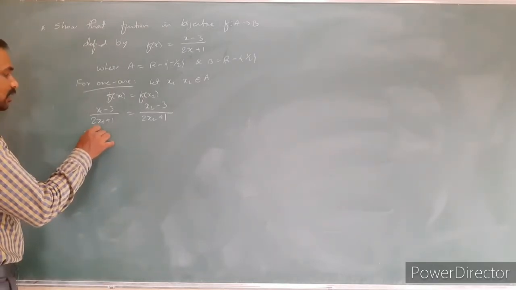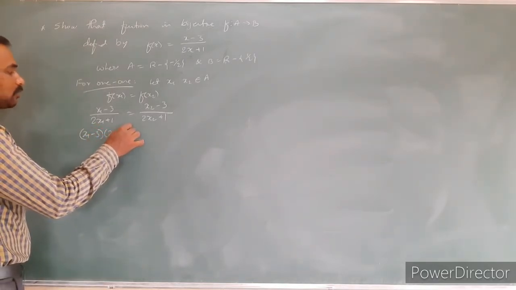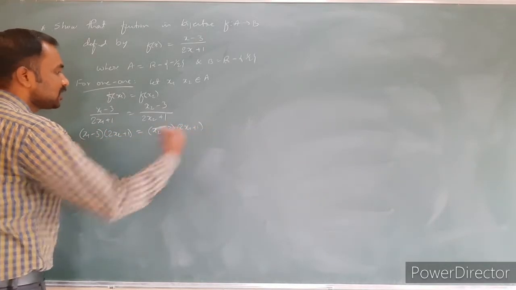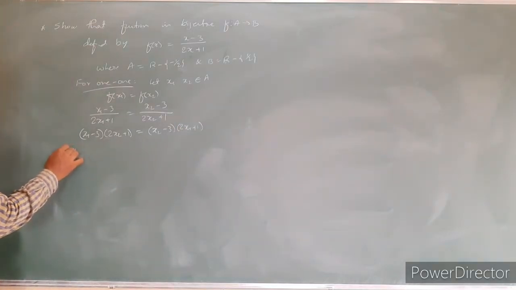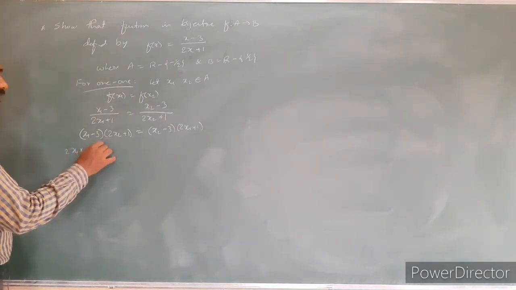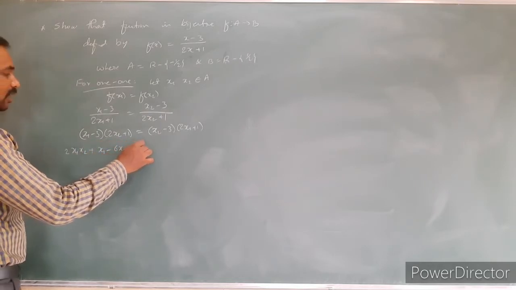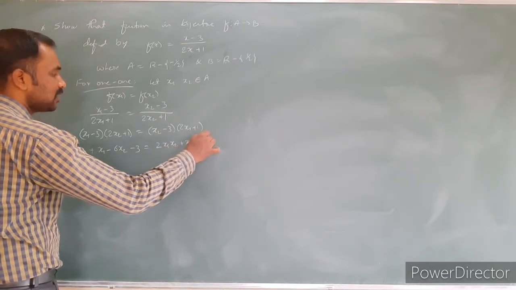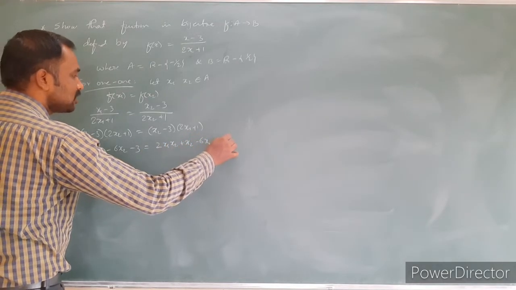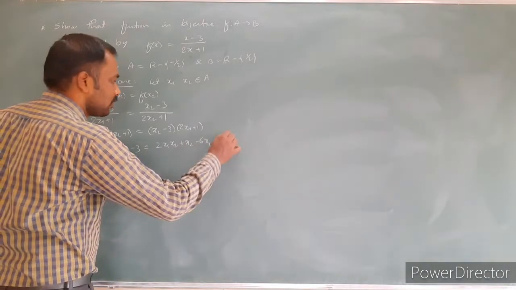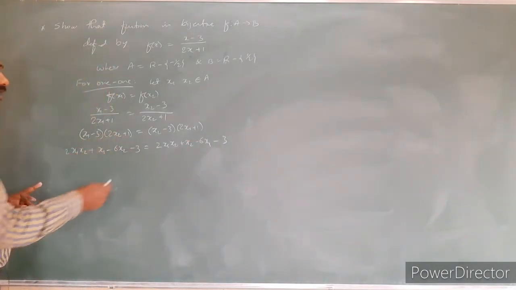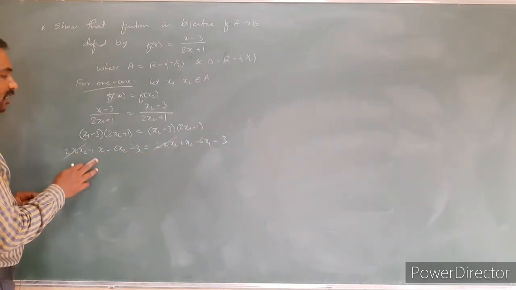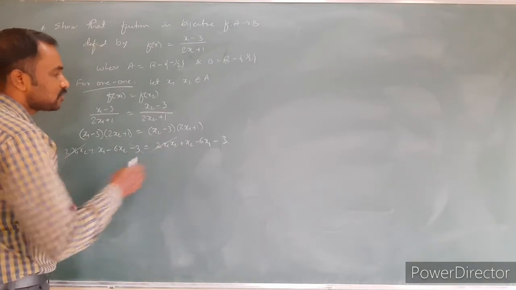What will we get? x1 minus 3 into 2x2 plus 1 is equal to x2 minus 3 into 2x1 plus 1. Open the bracket: 2x1 x2 plus x1 minus 6 x2 minus 3 is equal to 2x1 x2 plus x2 minus 6 x1 minus 3. Here minus 3, here minus 3, they cancel. 2x1 x2 and 2x1 x2 get cancelled. What is left? x1 minus 6x2 equals x2 minus 6x1.